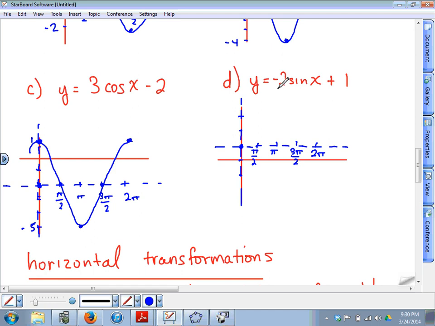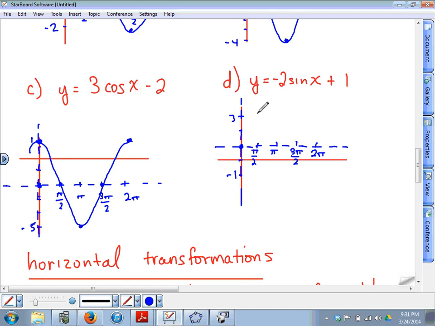Now, the amplitude is 2, but again, it's not going to go up to 2 and down to negative 2, because we're moving up 1 unit. We're still going to go up 2 units from the new origin, but that's really 3 on the y-axis. And we're going to go down 2 units from the new origin, but that's really negative 1 on the original y-axis. This is a sine function, so it starts at 0, 0.